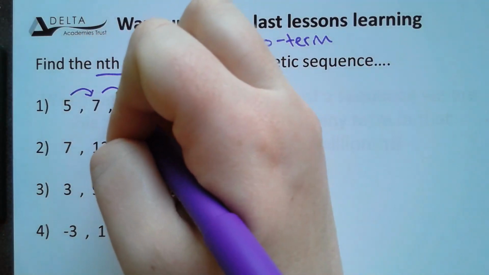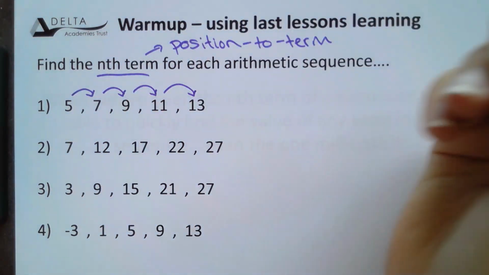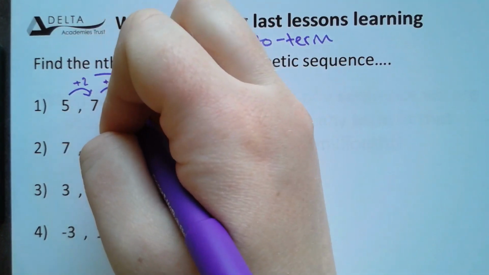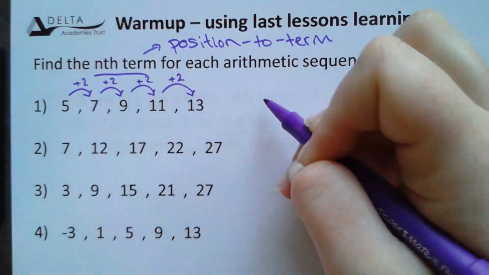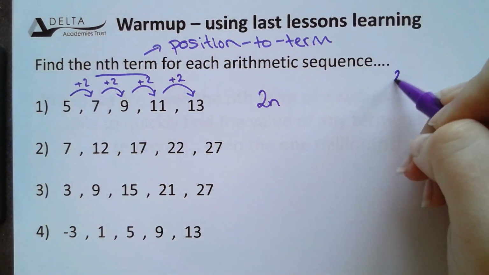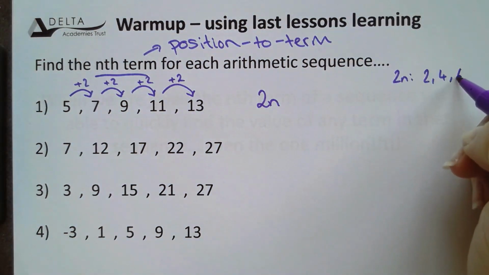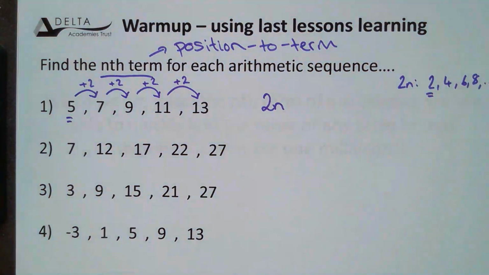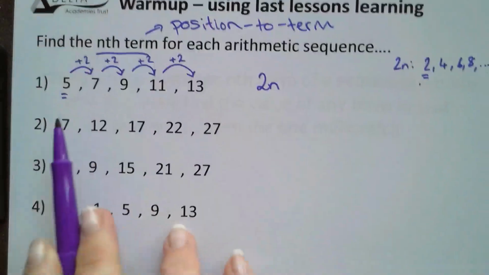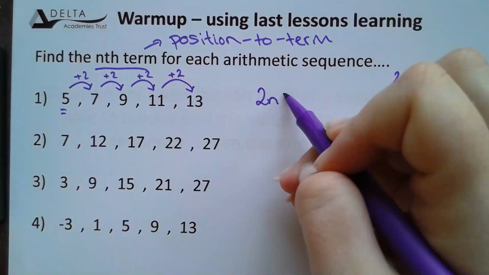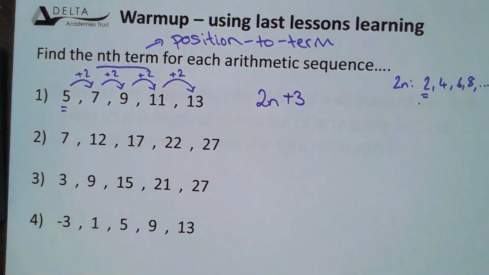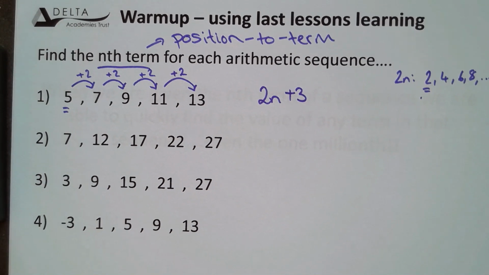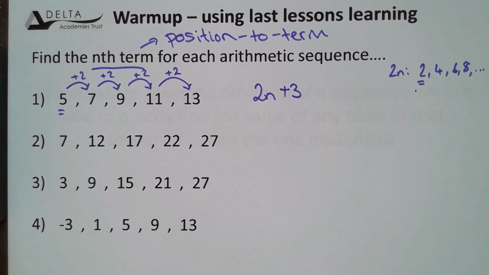So looking through this sequence, we've got a +2 every single time, which means it's like the 2 times table. But 2n is 2, 4, 6, 8 and so on. Our sequence doesn't start at 2, it starts at 5. So to get from 2 to 5, I need to add 3 every single time. 4 to 7 is also a +3. 6 to 9 is +3, and so on and so on. If you haven't already tried the rest of them, pause the video and try them now before I show you the answers on the next slide.